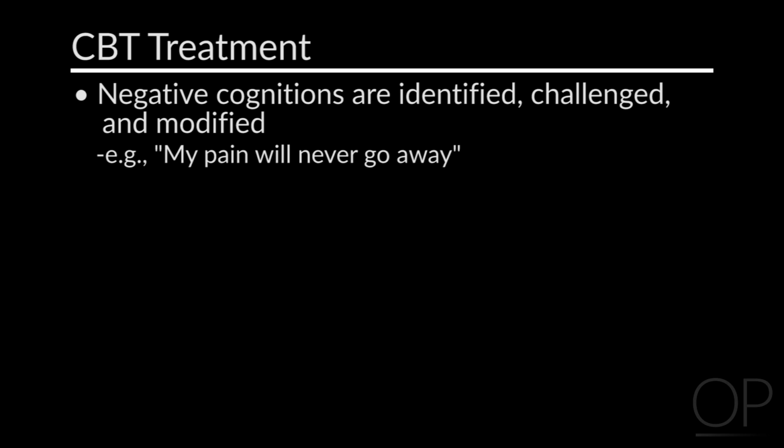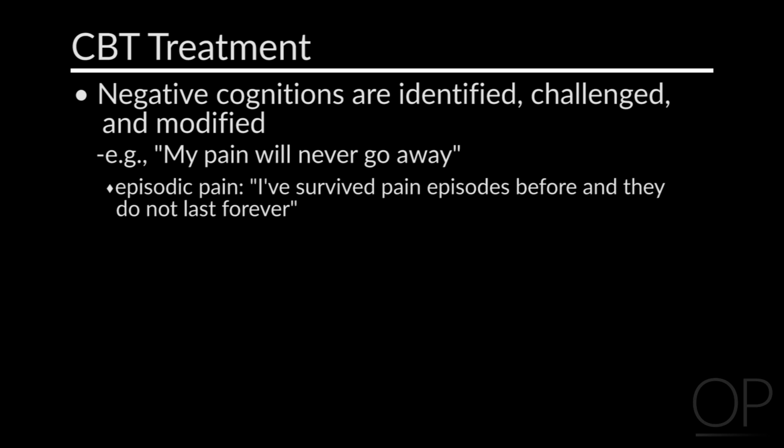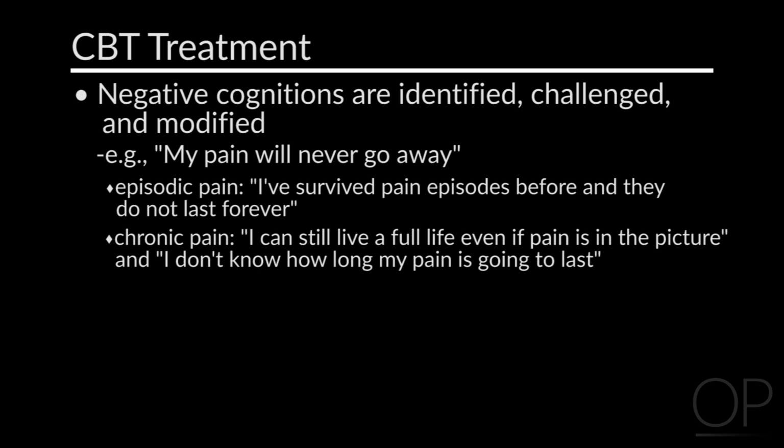So for example, in the case of episodic pain, we may encourage the person to think, well, you know, I've survived pain episodes before and they do not last forever. I can get through this as well. In the case of more persistent pain, which is not episodic, we might help the patient think, I can live a full life even if pain is in the picture, and I don't know how long my pain is going to last. By changing the way they're thinking about their pain, we decrease the stress reaction and decrease the amount that they're focusing negatively on their pain, and this also may allow them to re-engage in their life.